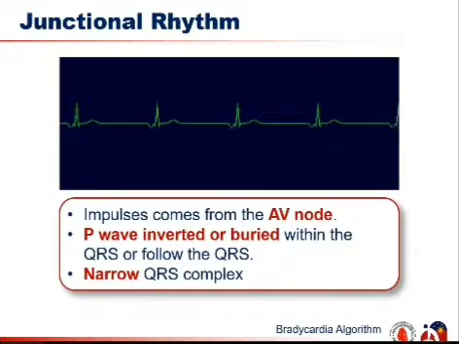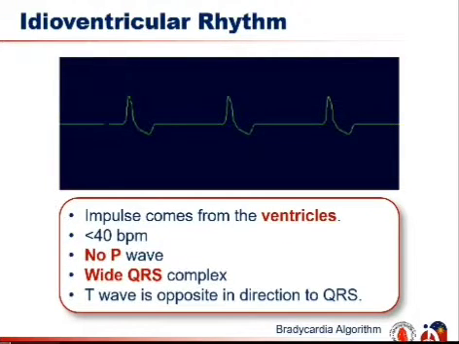In junctional rhythm, impulses come from the AV node. The P wave is inverted or buried within the QRS or follows the QRS. The rate is low, usually around the range of 40 to less than 60 beats per minute, and the QRS complexes are narrow. On the other hand, in idioventricular rhythm, the impulse comes from the ventricles. The P waves are absent, and the QRS complexes are wide, usually more than 0.10 seconds. The T wave is opposite in direction to the QRS complex, with a rate of less than 40 beats per minute.